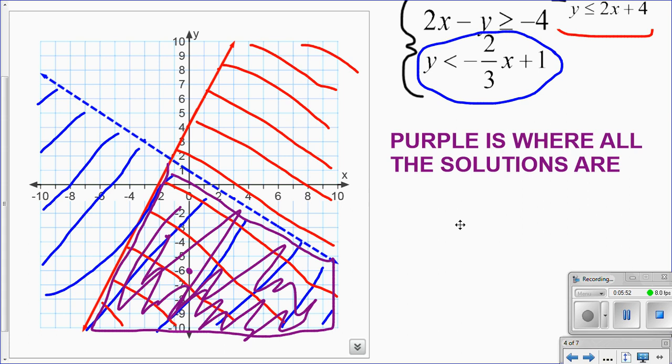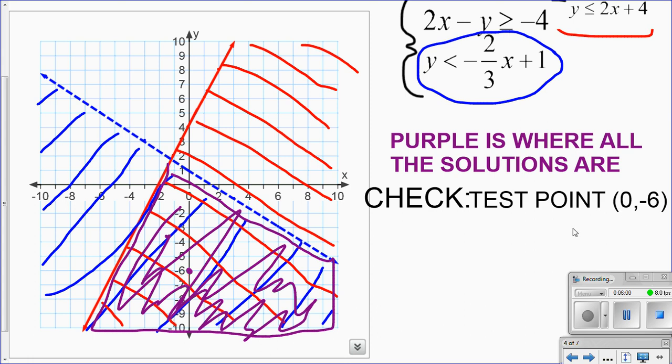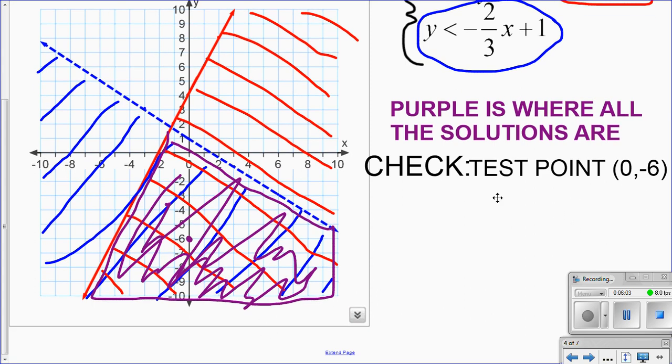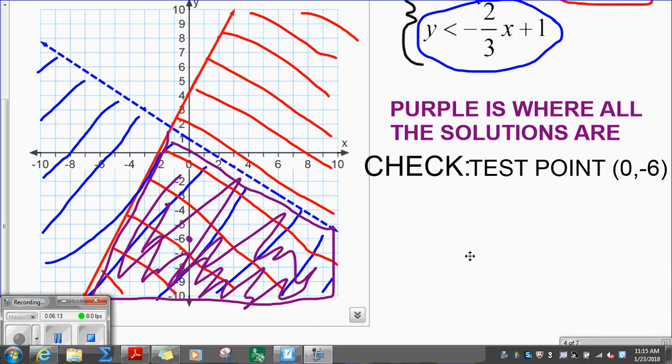And we're going to check it by picking a test point out from this purple section. So I picked this one right here. I picked 0, -6. And to check it to make sure that I graphed it right, I'm just going to plug in 0 and -6 for the x and y for both these inequalities. I should get a true statement. Move that out of the way.